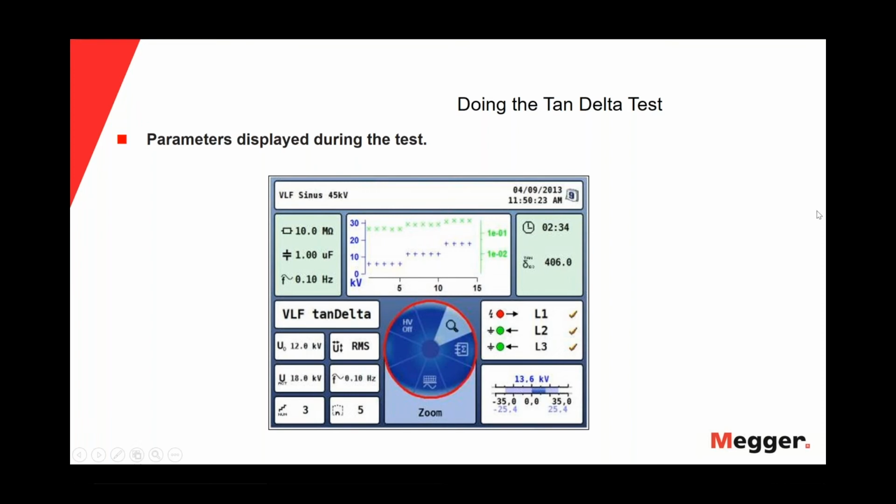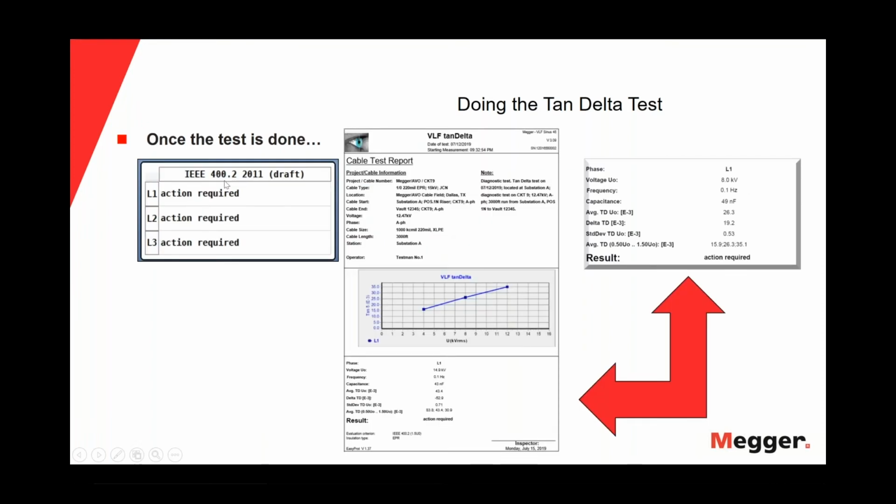Once the test is done, we will get the result of the tan delta test. In this case, action required, a complete report with the important information in there. In this case, we are seeing only the graphic of the phase L1 and the result of L1, but of course we can have in one report the result for the three phases. And of course, we will see the more important information as the average of the tan delta, the delta of the tan delta, and the standard deviation.